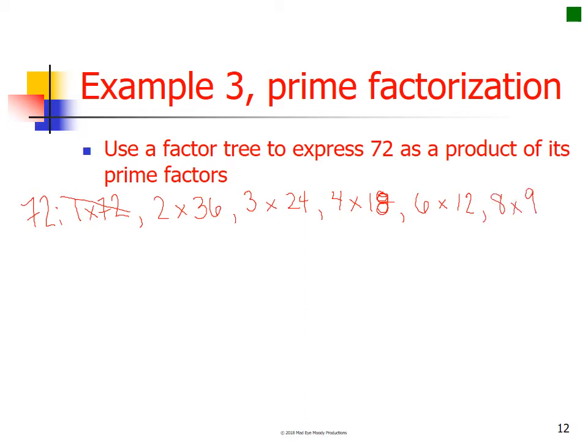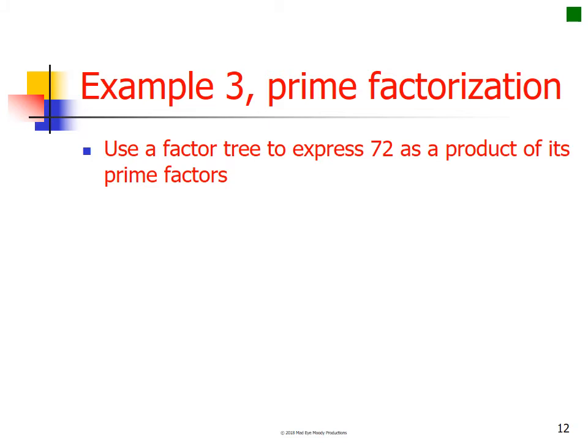So again, you don't have to list all of these. I would just go ahead and start with 8 times 9 because when I say 72, those are the two factors I think of. But if it's going to help you, you can list the factors out. So I'm going to just go ahead and use 8 times 9. So again, if I saw this problem as just 72, use a factor tree to prime factor 72, I would say, look, I know that 8 times 9 is 72.